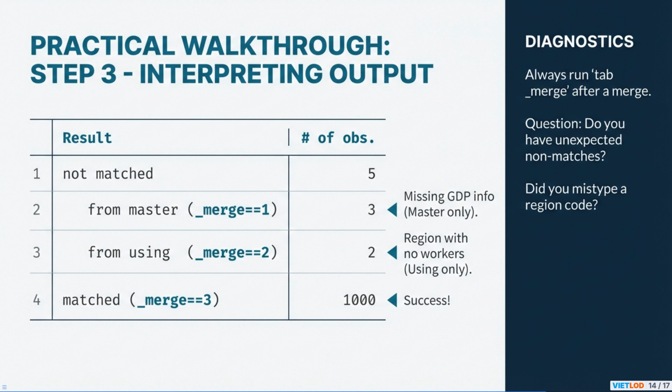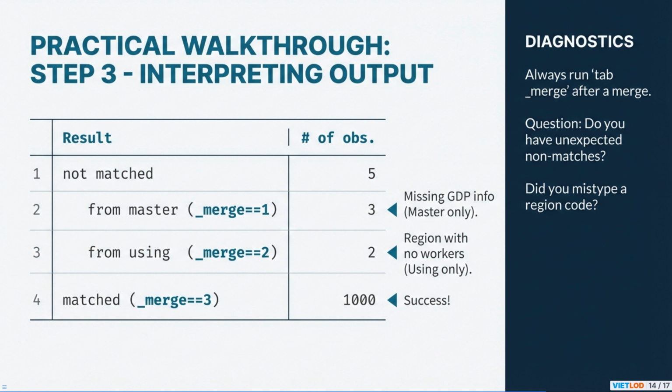First, you open the worker data with use workerdata.dta, clear. Then you execute the merge command, merge m:1 region_id using regionalGDP.dta. This will add the GDP information from the regional file to each worker's observation based on their region ID.